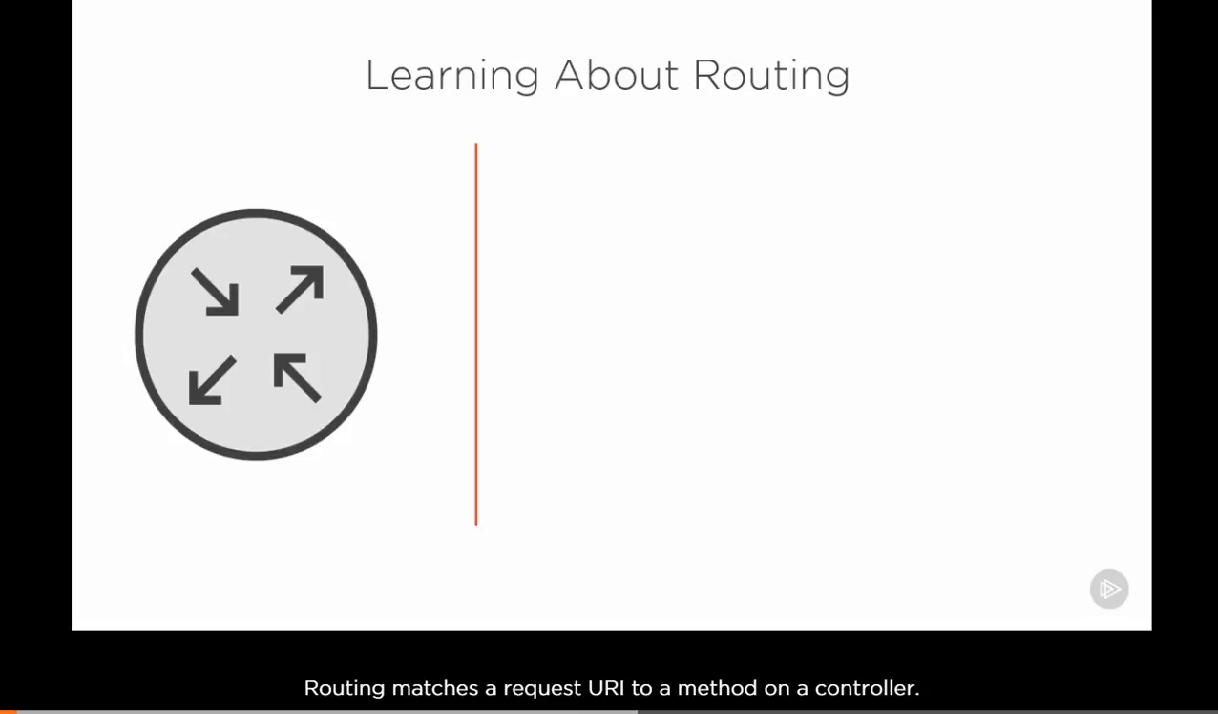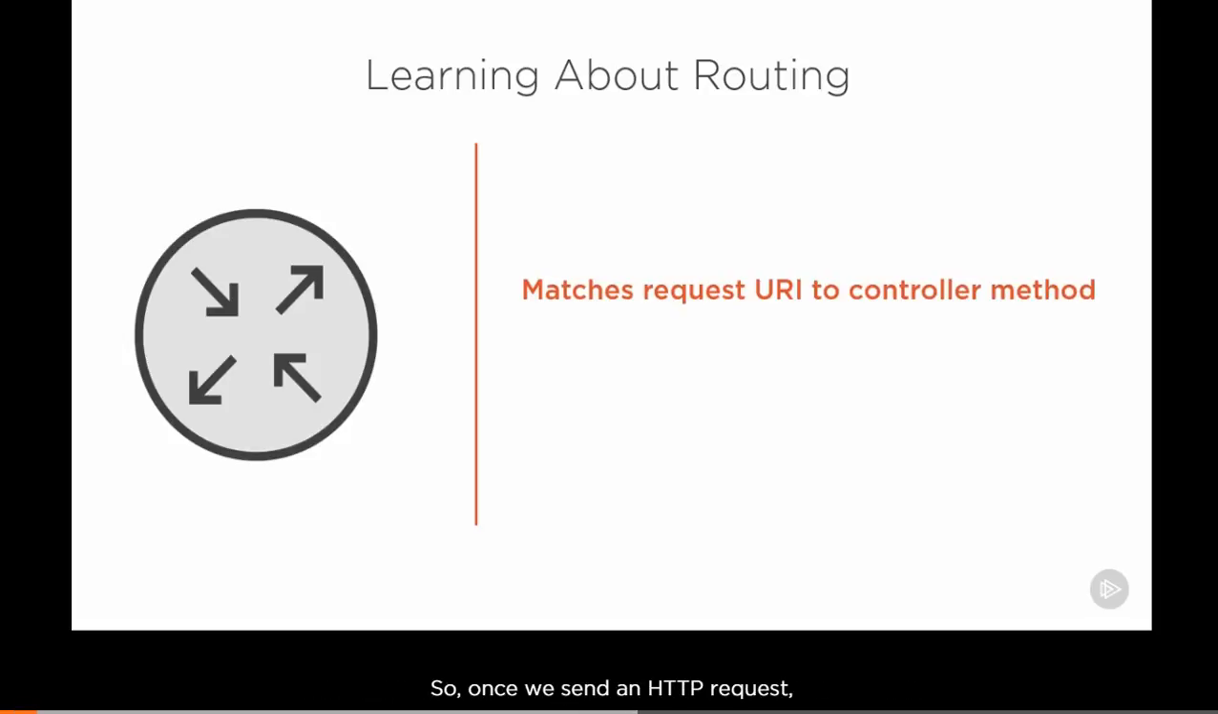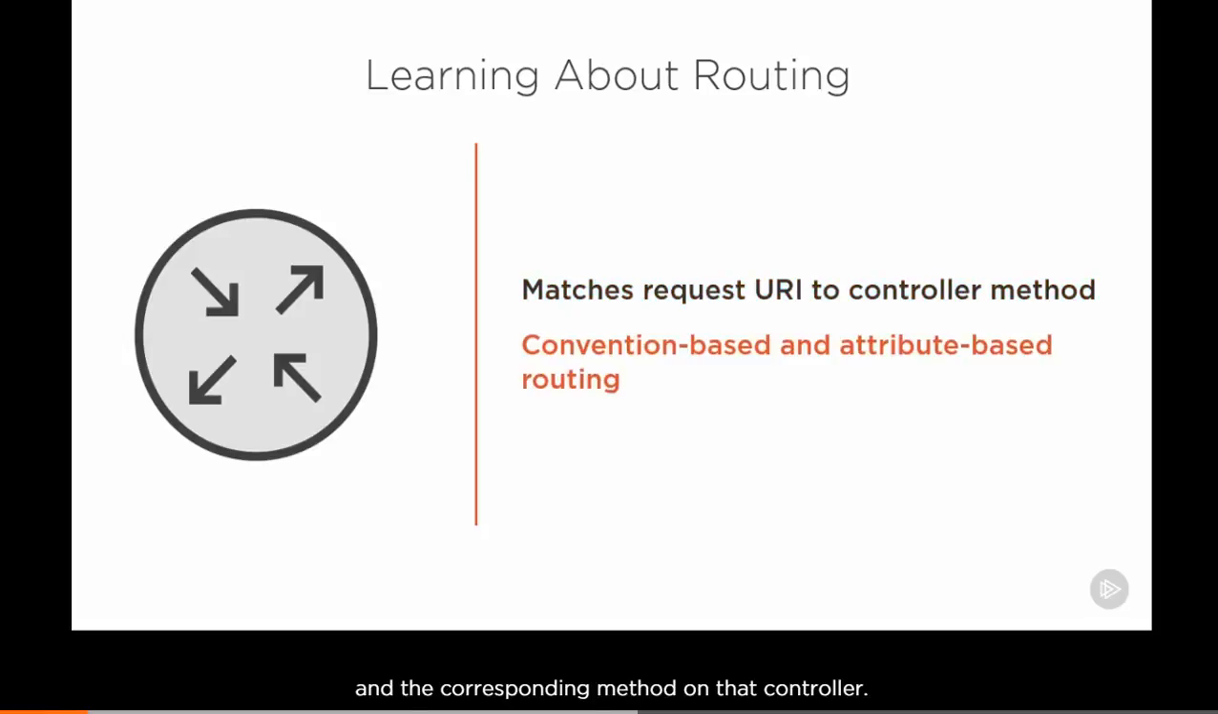Routing matches a request URI to a method on a controller. So once we send an HTTP request, the MVC framework parses the URI and tries to map it to one of our controller deriving controllers and the corresponding method on that controller. There's two ways it can do this: convention-based or attribute-based.